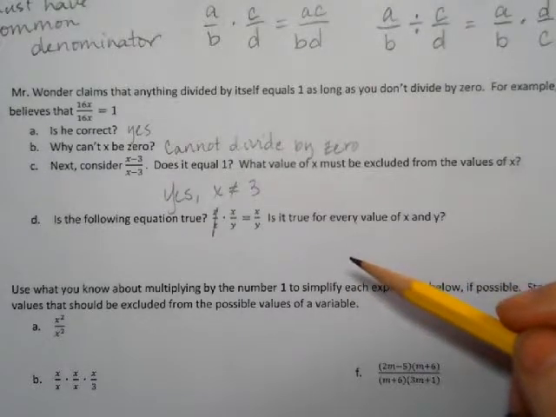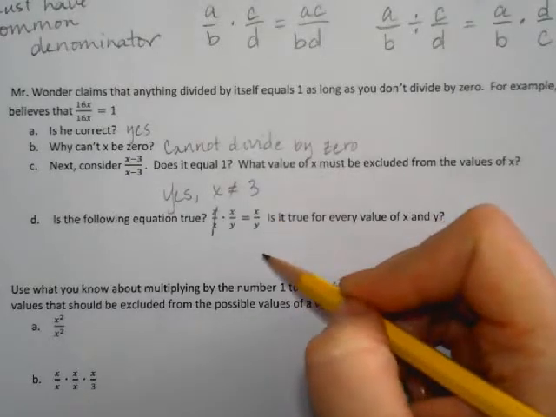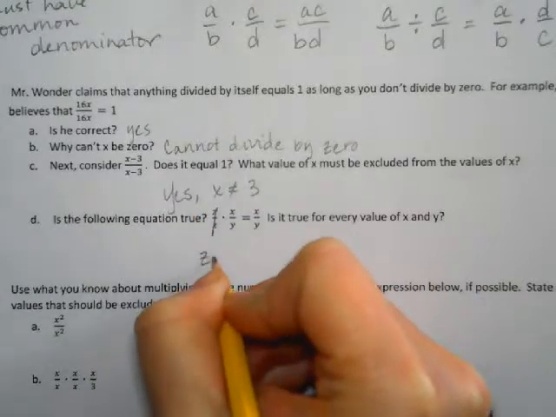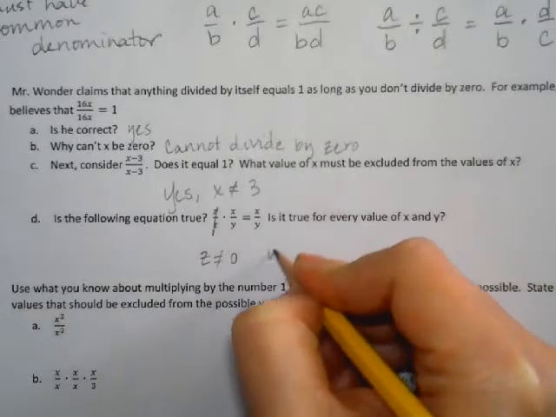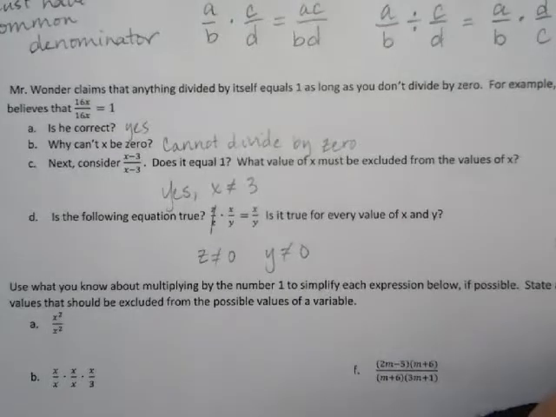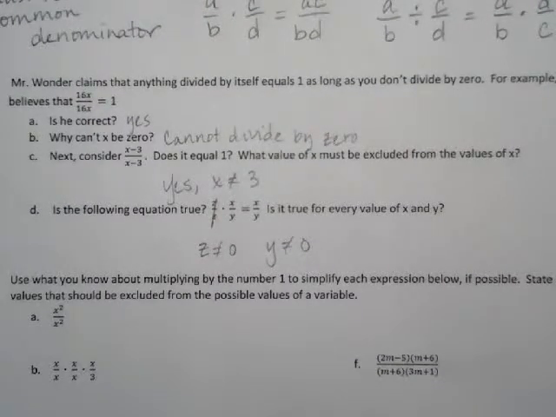Now, does that work for every value of x and y? What's the restriction? What's my restriction there? Z can't be 0. And what else can't be 0? Y can't be 0. Can x be 0? Yes, it can. Because it's okay to divide x, or to divide 0 by something, but you can't divide by 0. We'll talk about it more later.